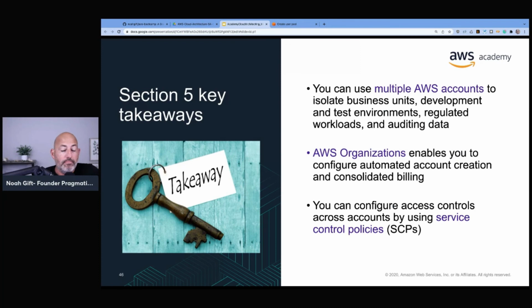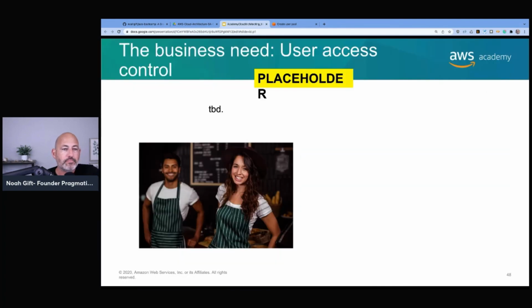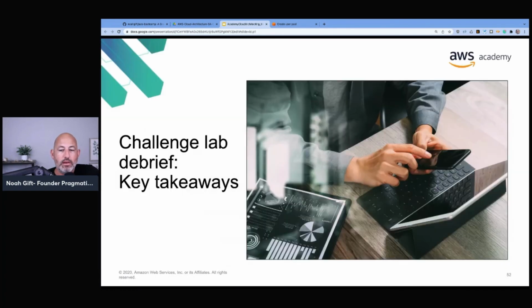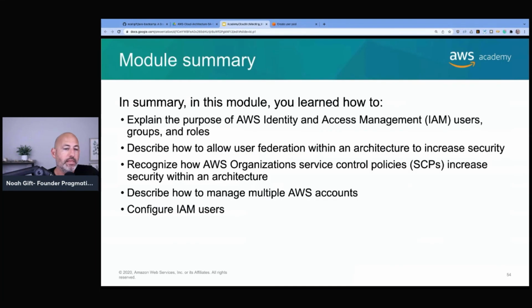So in a nutshell, most companies do use multiple accounts to isolate business units, and AWS Organizations is how you would do that. And you could control or configure them using SCPs. So the big takeaways here to wrap things up are that AWS IAM users, groups, and roles are really important to know for security. It's also important to know about federation. And also it's important to know how to manage multiple accounts using AWS Organizations.